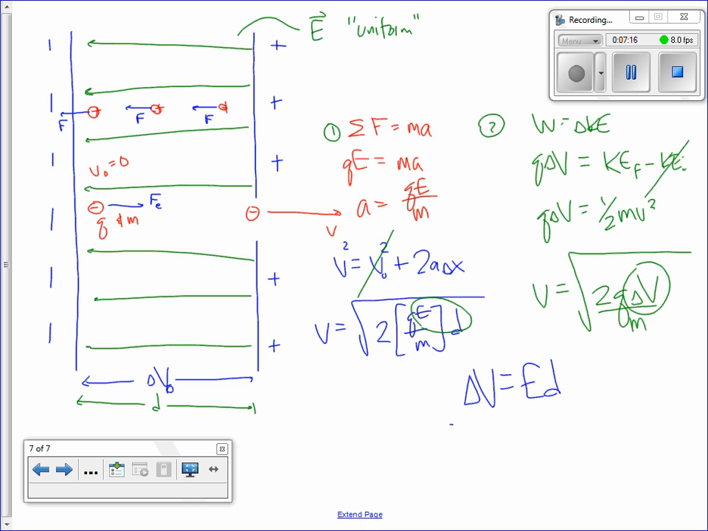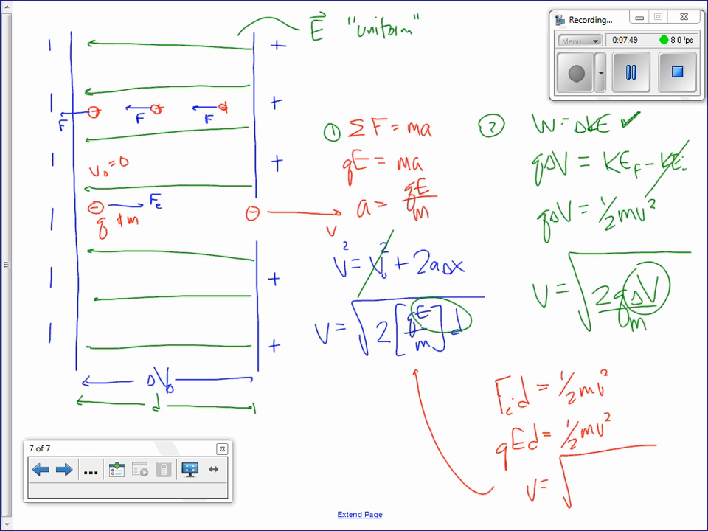Maybe even method 3, right? That's method 2.5, still doing this. What's another way to write work? Force times distance. So we could say that work is FED equals 1/2 mv squared, and FE is QE. And that leads us again to the same thing we got there, right? To QED over M. Yeah, no matter what, we get to the same spot.